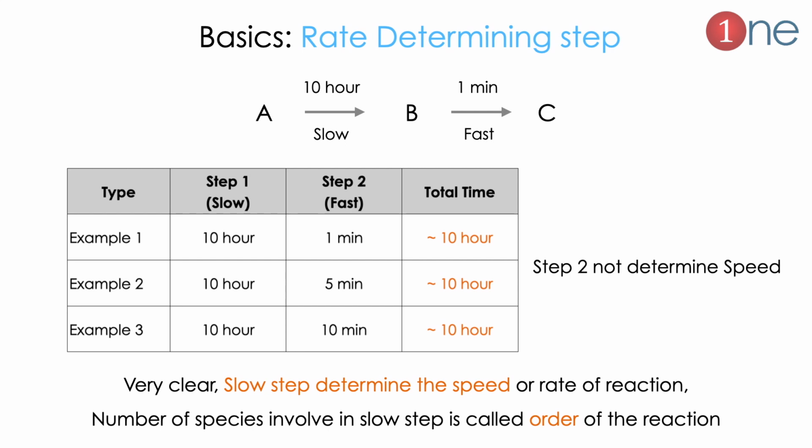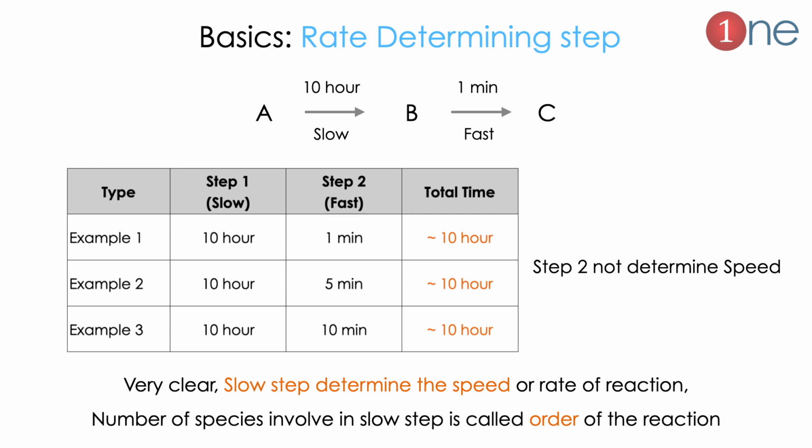Before we get into the detail, we will see what the rate determining step is. Here we see the hypothetical reaction, which is A to B, B to C. So A to B is very slow, which is 10 hours. B to C is like 1 minute, which is faster. So A to B is slow, B to C is faster here.